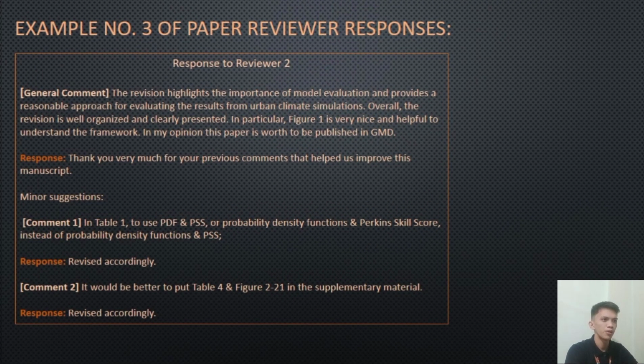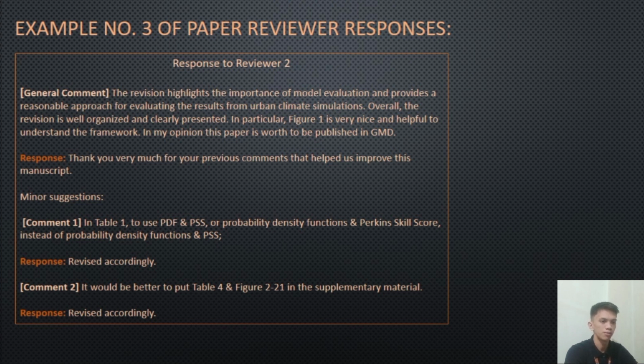Example number 3 of paper review responses. Response to reviewer number 2. General comment. The revision highlights the importance of model evaluation and provides a reasonable approach for evaluating the results from urban climate simulations. Overall, the revision is well organized and clearly presented. In particular, Figure 1 is very nice and helpful to understand the framework. In my opinion, this paper is worth being published in GMD. The author's response. Thank you very much for your previous comments that help us improve this manuscript.